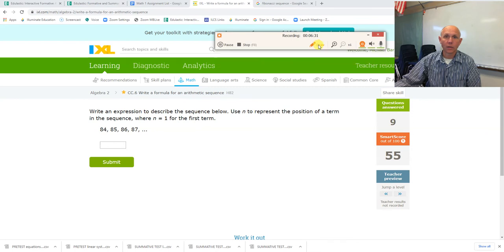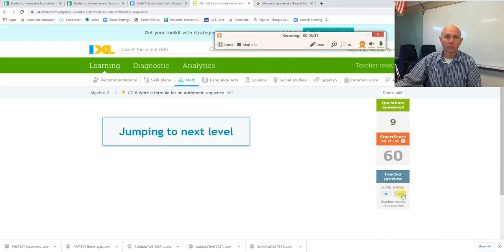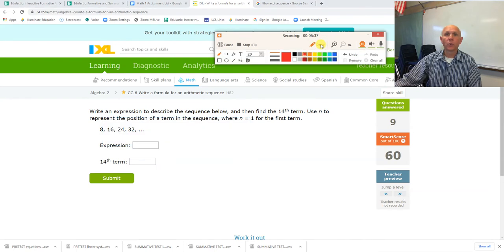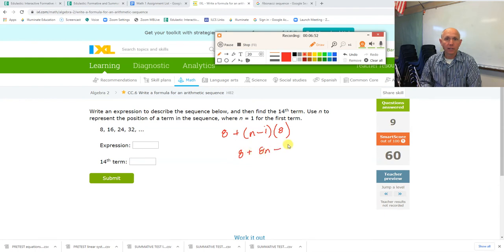That one's straightforward. I'm going to jump a level. Okay, cool. So this one, we're going to create the function for it, and then we're going to use the function. Value of the first term, 8. N minus 1. The difference here is 8. It's going up by 8. So I have 8 plus 8n minus 8. So my function is 8n.